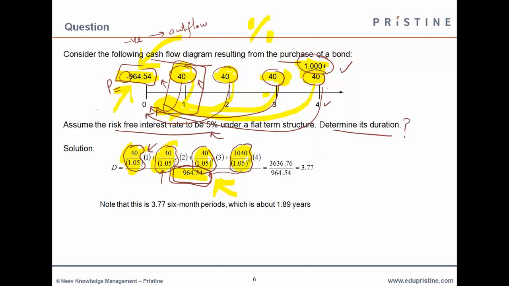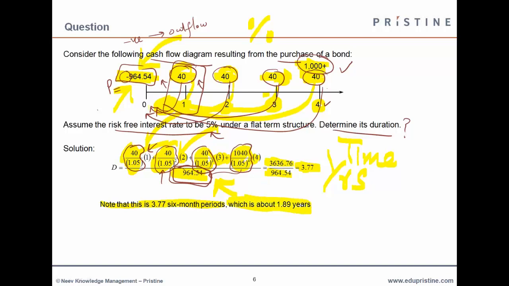So this is the weighted average of time, and time is 1, 2, 3, and 4. That's it. So I got the weighted average to be 3.77. The units have to be in years, right, or 6 months. The units have to be in time. So if the coupons were 6-monthly coupons, so this was not 1 but 6 months, 12 months, 18 and 24 months, then you're going to divide the answer, which is in 6-monthly periods, by 2 to get 1.89 years.